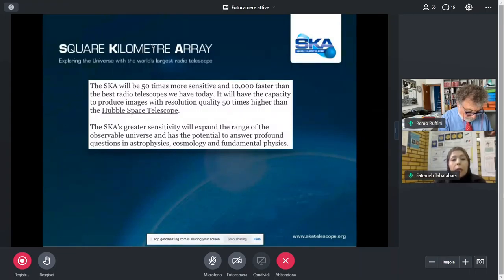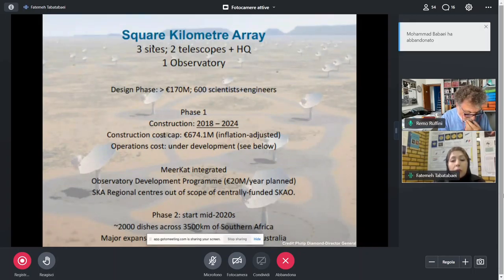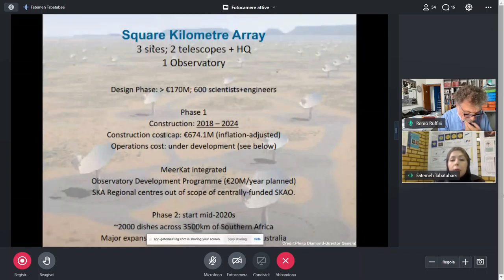And this is an international project, which is going to be built in two phases. Phase one construction would be finished by 2027. The dates which are here are postponed due to the COVID-19 situation. And phase two starts in mid-2020, it says, but I say that it's later. So they will start with a smaller number of dishes and antennae in phase one, and then in phase two they will complete it.